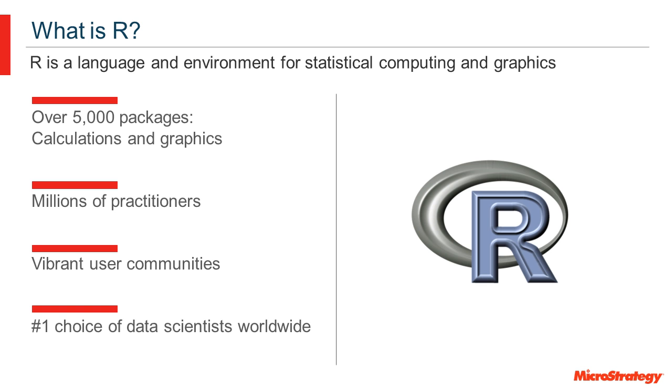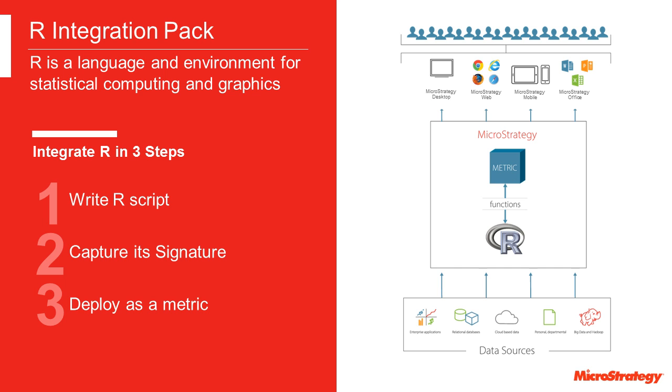So the MicroStrategy R integration pack. The integration is in 3 simple steps. First of all, we need an R script. That can be from the R library, or you can write your own. MicroStrategy supports any R metric, so any R calculation, no matter how sophisticated, can be deployed within MicroStrategy. And again, we deploy that just like any organic metric created natively in MicroStrategy.